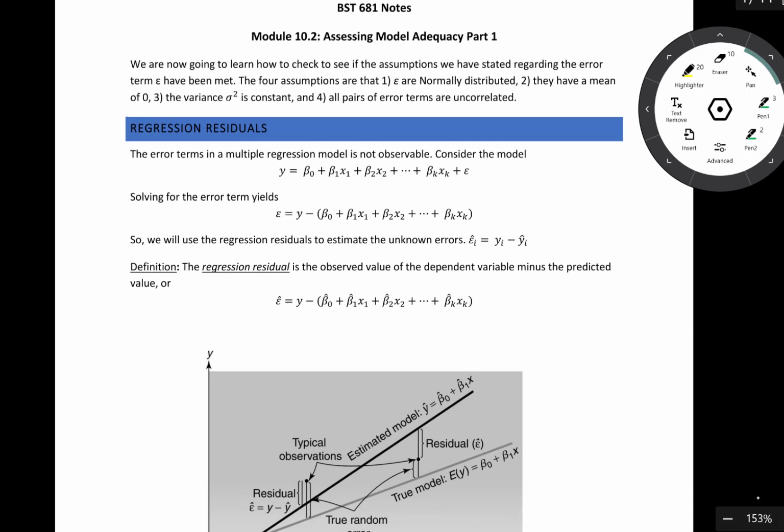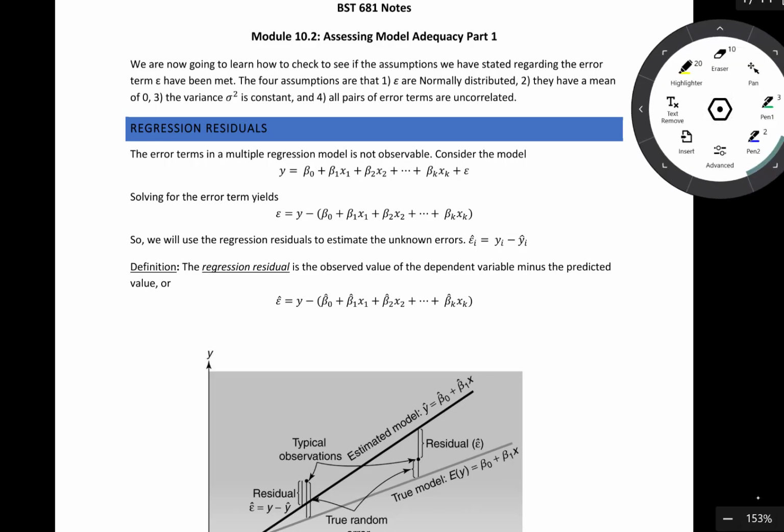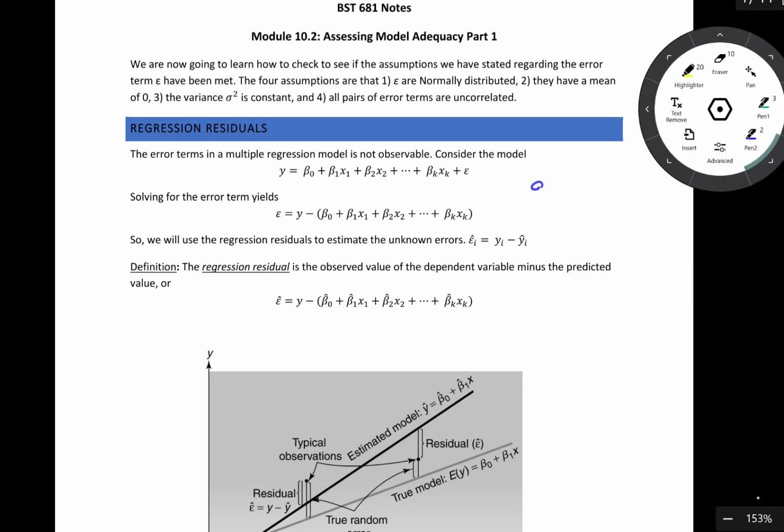Alright, so to check the assumptions for regression, and we've talked about this in the past, what we're really going to do is look at the error terms. Remember that we've made this assumption about the error terms and their distribution. In other words, we've assumed that they're distributed normal with mean 0 and variance equal to sigma squared. This is one of the assumptions for linear regression.